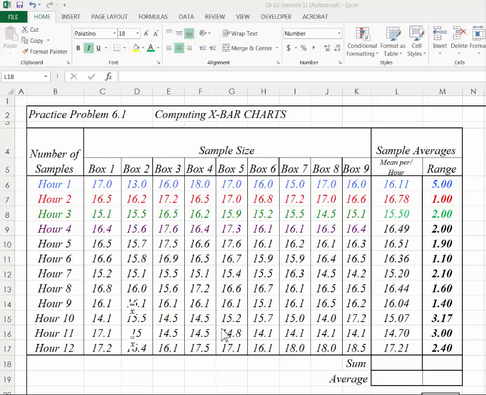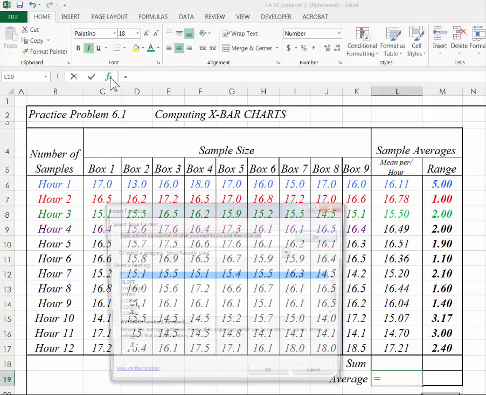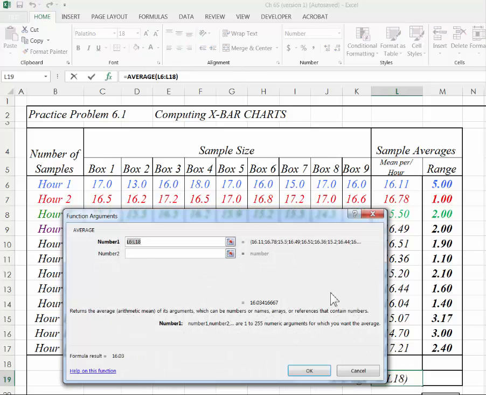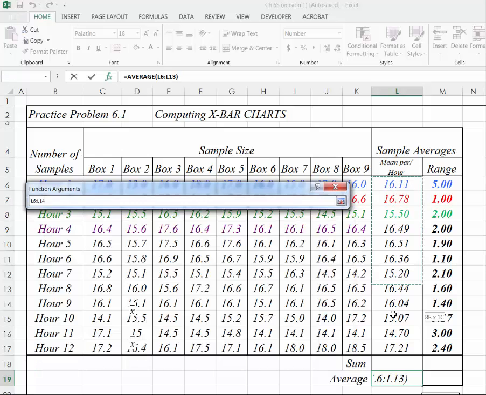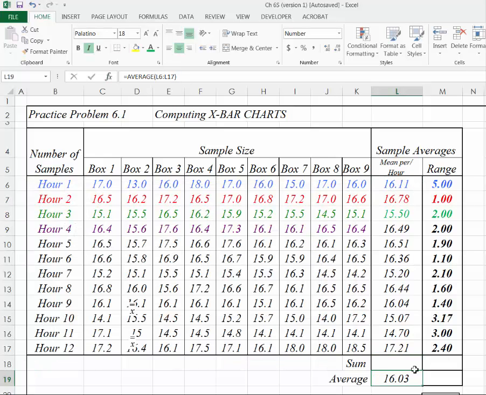Now what to do with this? We need to take the average of our X bars, because we're after X double bar, and in class I showed you that the sum of this was here, and then I put the average in this box. So I'm just going to go ahead and skip right on to average, and again I'm going to do the same thing. I'm just going to highlight that, hit return, and I've got 16.3, and then I also want the average of the ranges, so I'm going to go and put this.